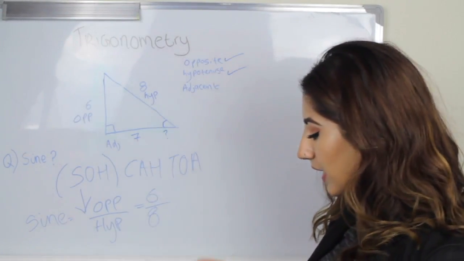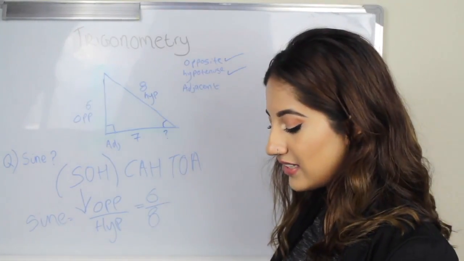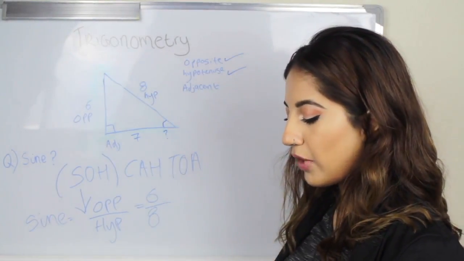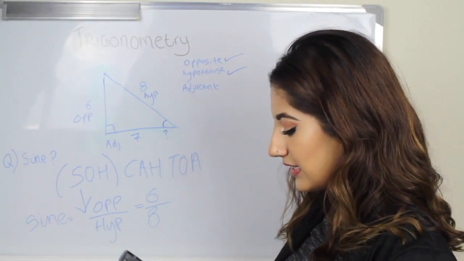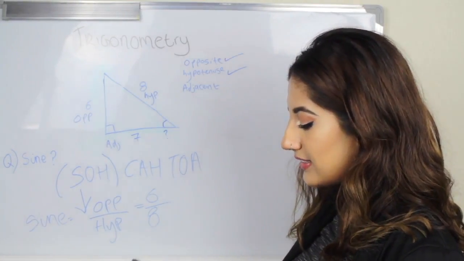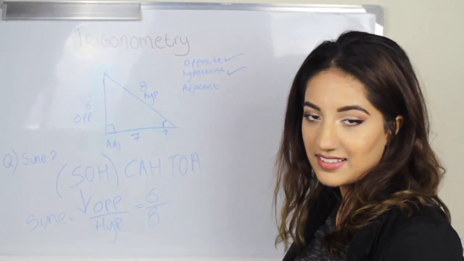So we need to work out the sine. On the calculator, you just need to press shift and sine and brackets will come up. So in the brackets you write 6 over 8, close the brackets, and the answer is, are you ready?